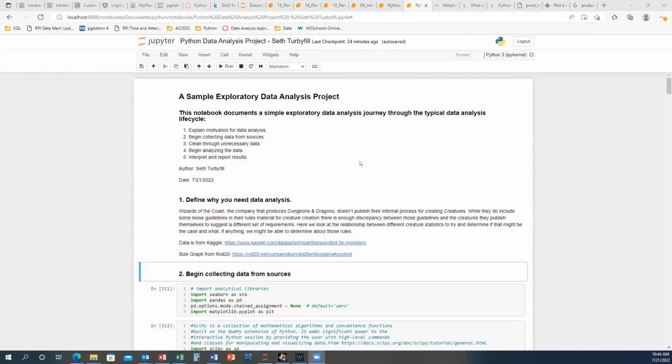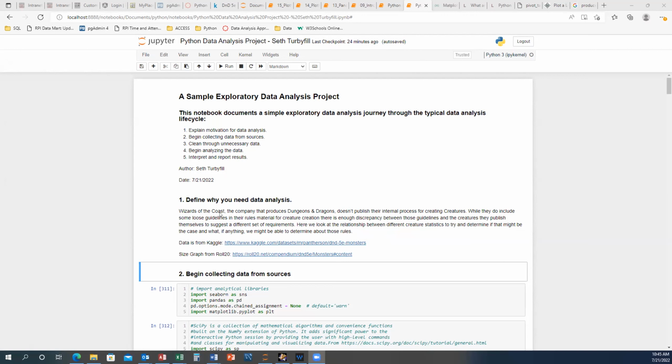Okay, can you see the screen? Got it. Looks good. Okay, so this is a little nerdy, right? But I saw a data set on Kaggle for D&D monsters. So like all the statistics for all the D&D monsters from 5th edition D&D. So I thought it'd be fun to poke around at that and see what I could see.